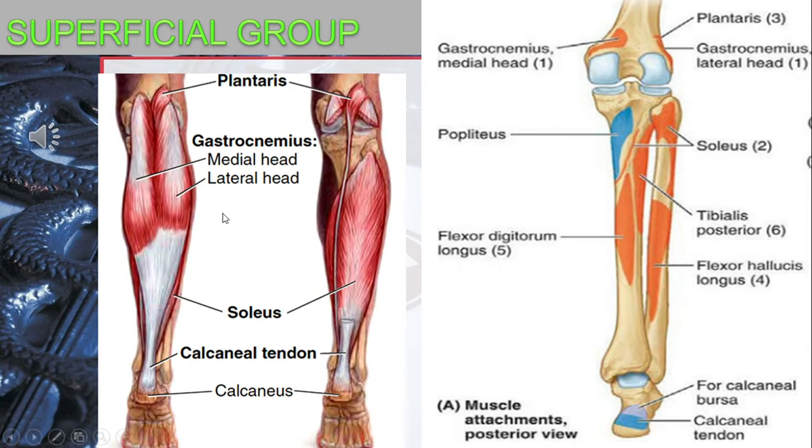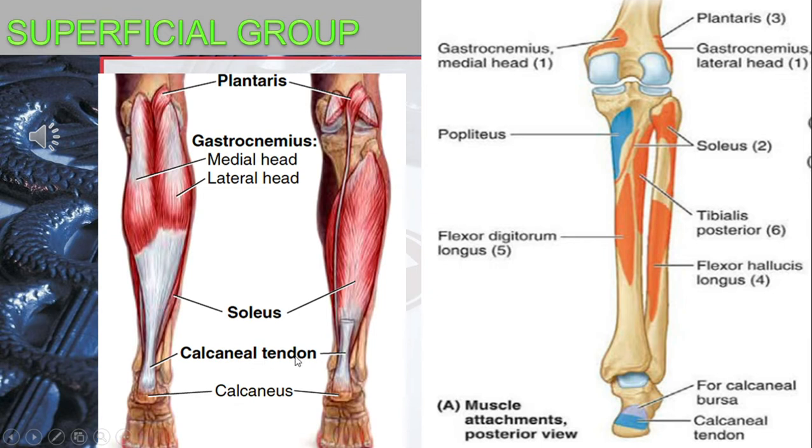Now the superficial muscles of the posterior compartment of the leg consist of three muscles. We can observe them here: gastrocnemius, soleus, and plantaris. These three are collectively known as triceps surae, and they have a common tendon which inserts here on the calcaneal tuberosity, and this is known as the tendocalcaneus or Achilles tendon.